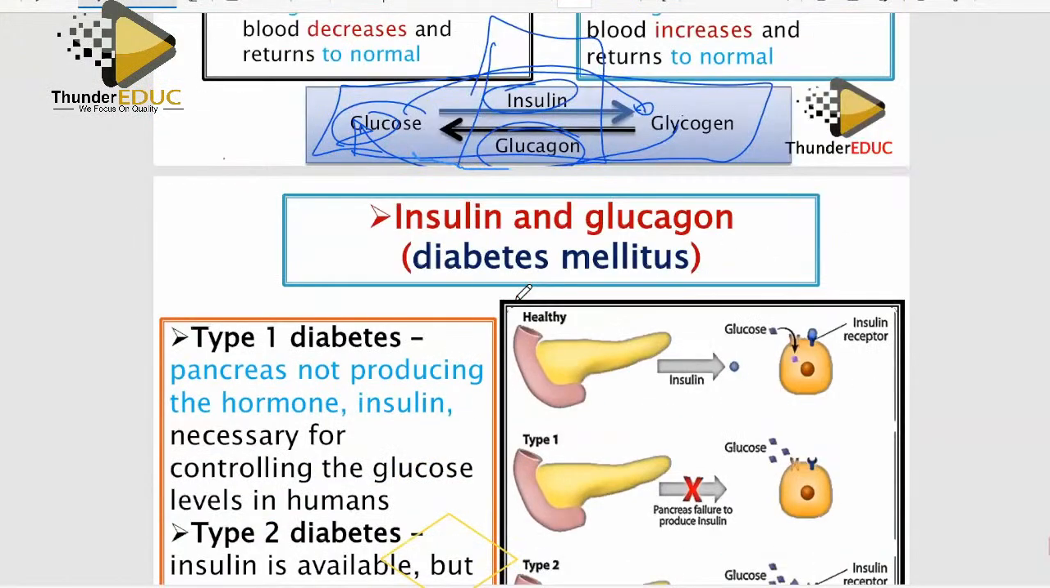So, what happens if your pancreas cannot produce enough insulin or glucagon? You're going to suffer from what you call diabetes. Don't just say diabetes. You say diabetes mellitus. Don't say sugar diabetes. We'll give you a 0. Diabetes mellitus. I think I'm clear there.